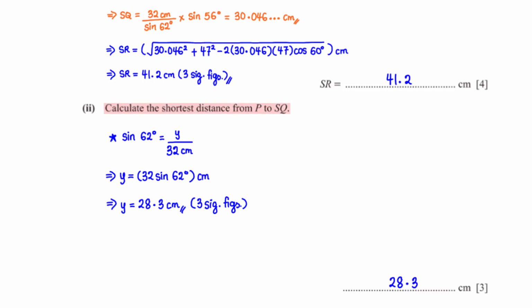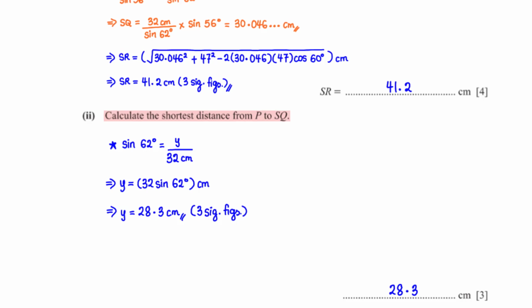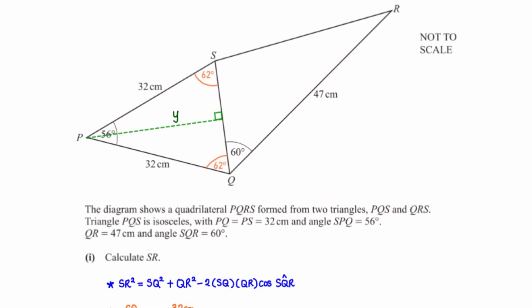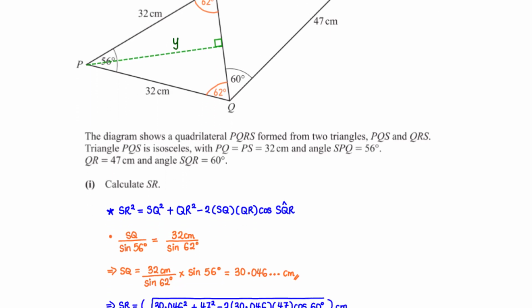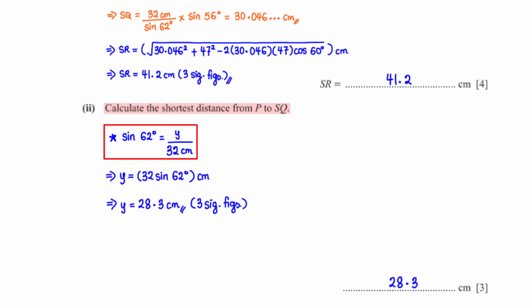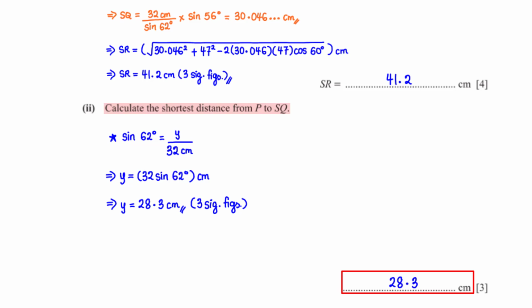Calculate the shortest distance from P to SQ. The shortest distance from P to SQ is simply the perpendicular line from P to SQ. We've labeled this line as Y. To get Y, we can apply SOHCAHTOA. This gives us sine 62 degrees equals Y divided by 32 centimeters. When we make Y the subject, this is what we have. When we type this into the calculator, we get 28.3 centimeters rounded to 3 significant figures.